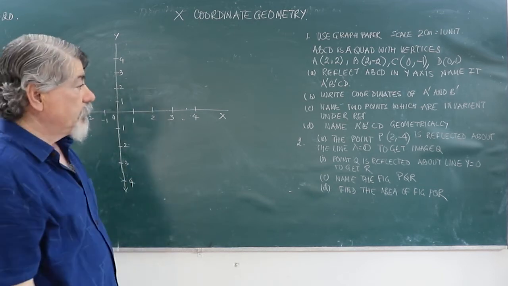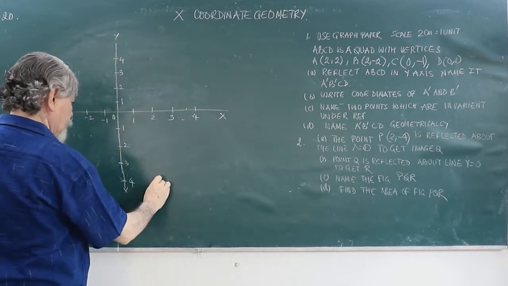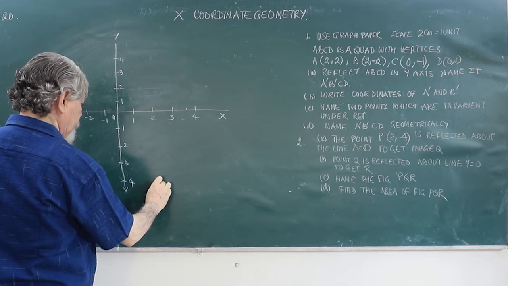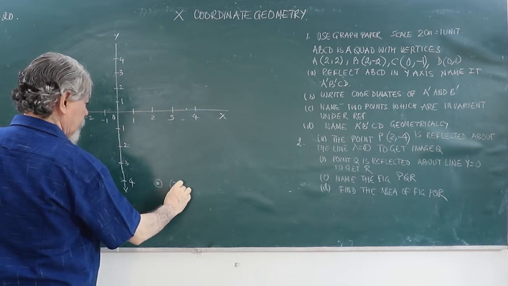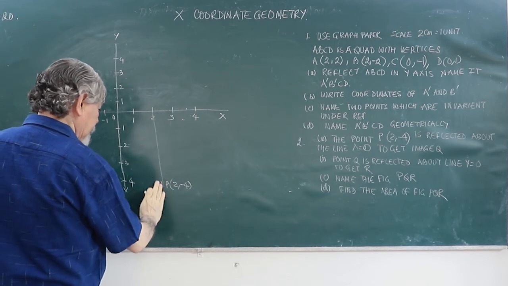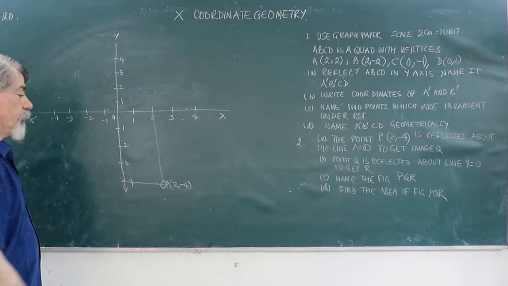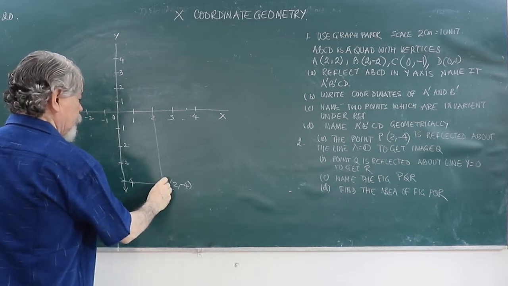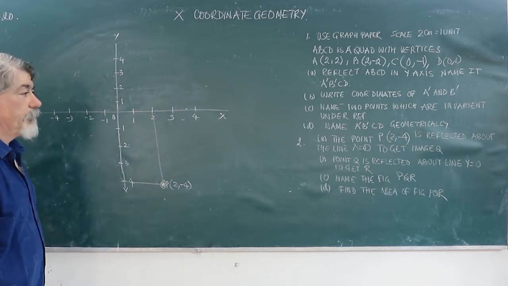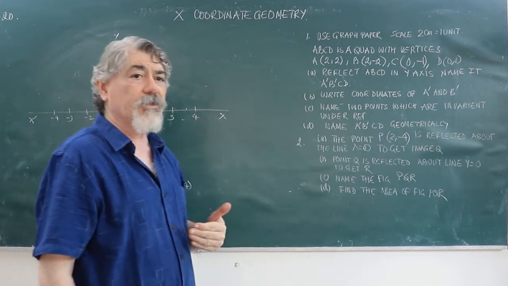Now it says the point P is (2, -4). This is the point P, (2, -4), at the perpendicular distance here. This point P (2, -4) is reflected about the line x = 0.